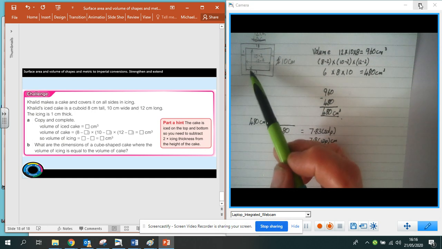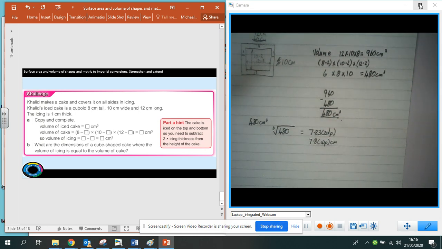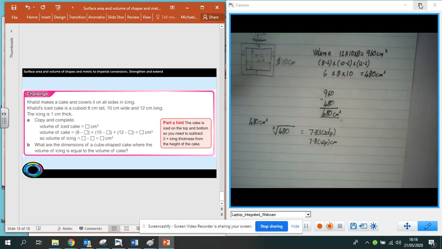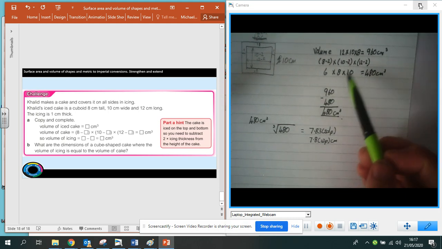And if you're looking at the height of it, if it's 8 centimeters in total, it goes down to 6 centimeters. I know it's a bit confusing. You don't often see cakes iced on the bottom, but this cake has been iced on the bottom. And it does say that in the part A hint. So it's really important that you bear that in mind. So armed with that, I worked my way through it.